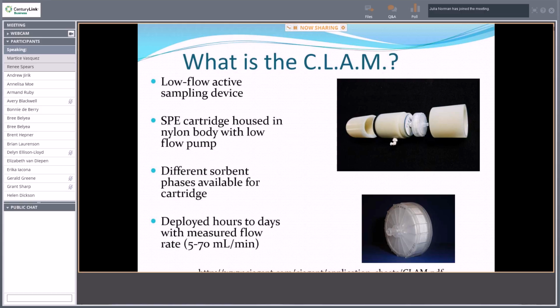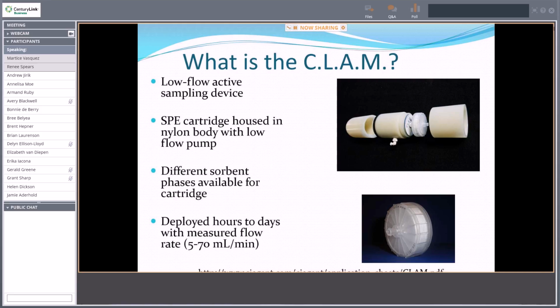So what is the CLAM? The CLAM sampling device is shown here in the upper right-hand corner. It is a low-flow active sampling device. It consists of a solid phase extraction cartridge housed in a nylon body with a low-flow pump.